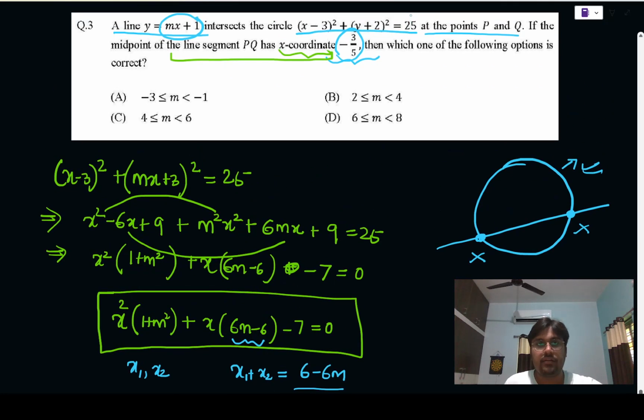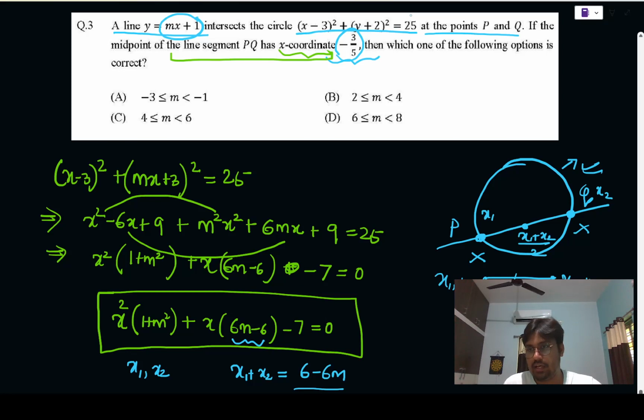They are saying that they have given the midpoint of the line segment PQ has this x coordinate. So if this is PQ, this will be x1 comma some y1, x2 comma some y2. I'm just interested in the midpoint, which will be x1 plus x2 over 2. We know that if we have two points x1 y1 and x2 y2, and there is a line joining them, the coordinates of the midpoint will simply be the mean, right?